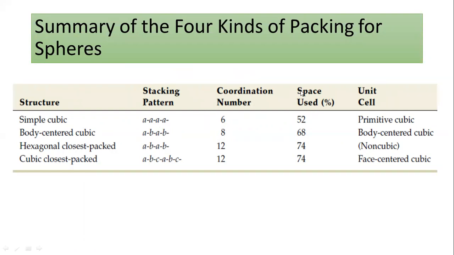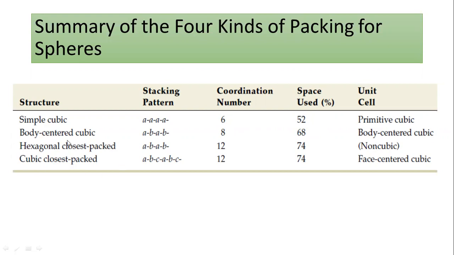So 52% of the space is occupied by these spheres if the atoms are packed with the simple cubic packing. In case of the body centered cubic packing, coordination number is 8, and the total space occupied in this type of packing would be 68%. So the rest will remain empty.